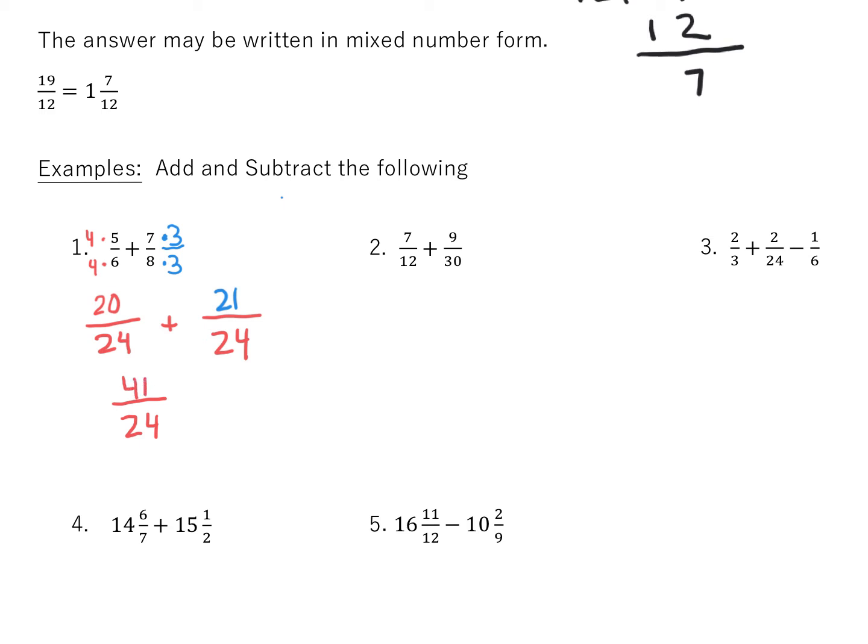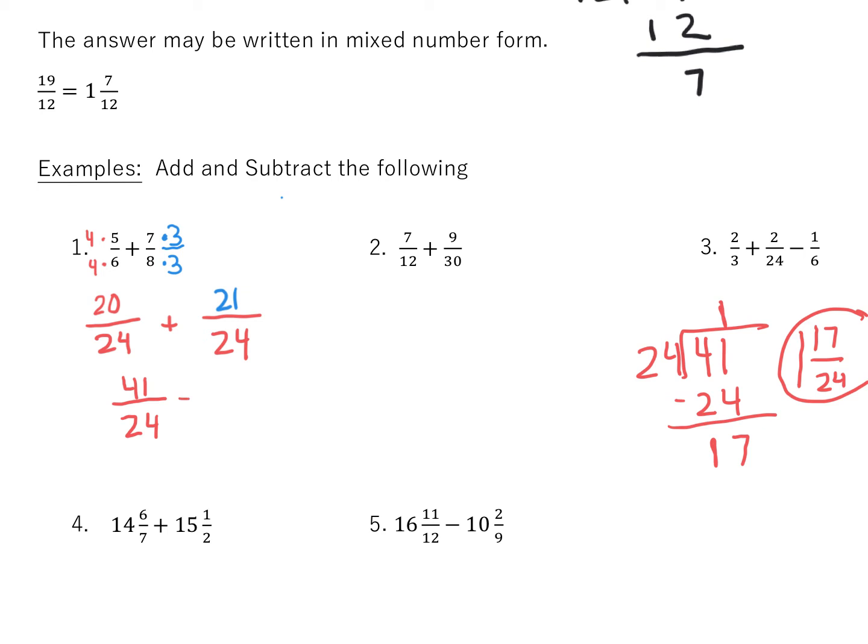If you would like to change this into a mixed number, remember, like we did over on the right side in black, we took 41 divided by 24. 24 goes into 41 once. We'll go ahead and finish this division here. We have a remainder of 17. The remainder goes in the numerator, keep the 24 in the denominator, and our top number is our whole number. So our answer is 1 and 17 over 24.